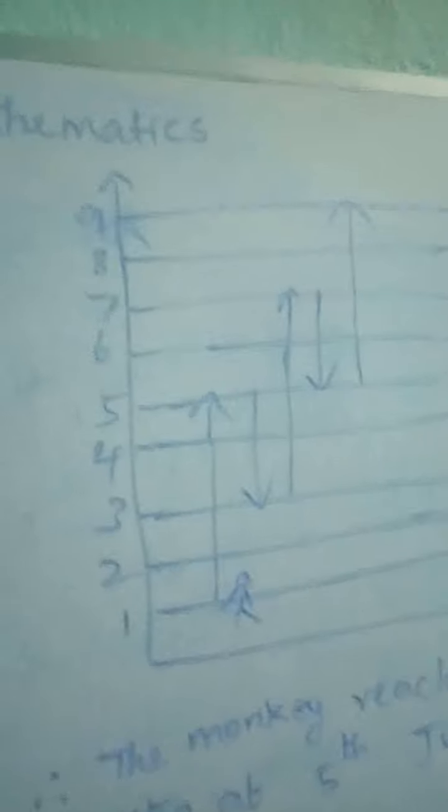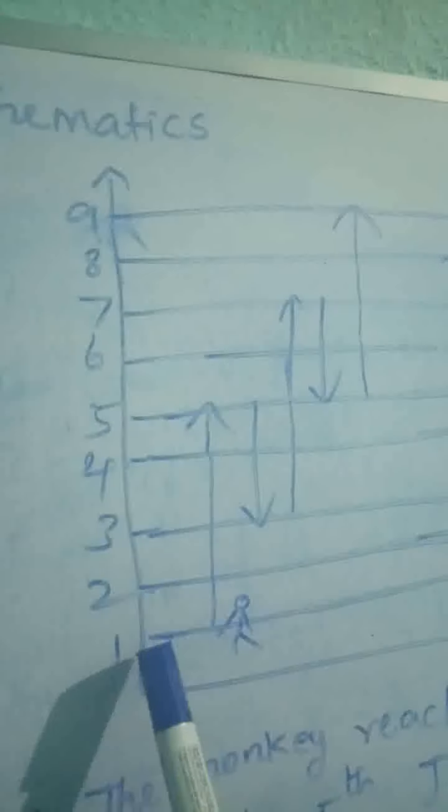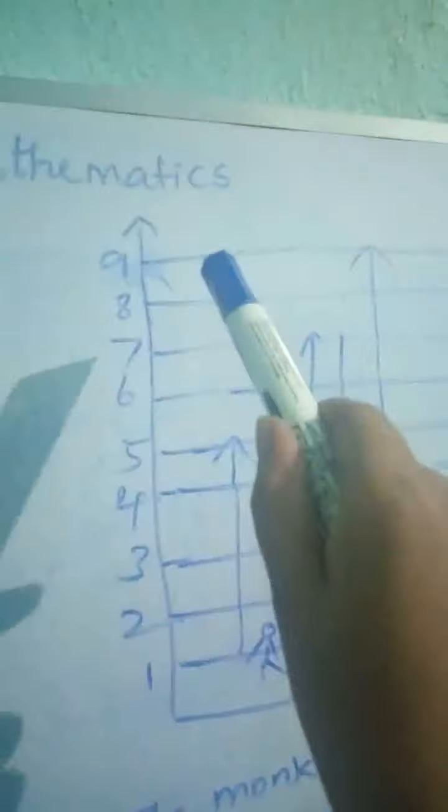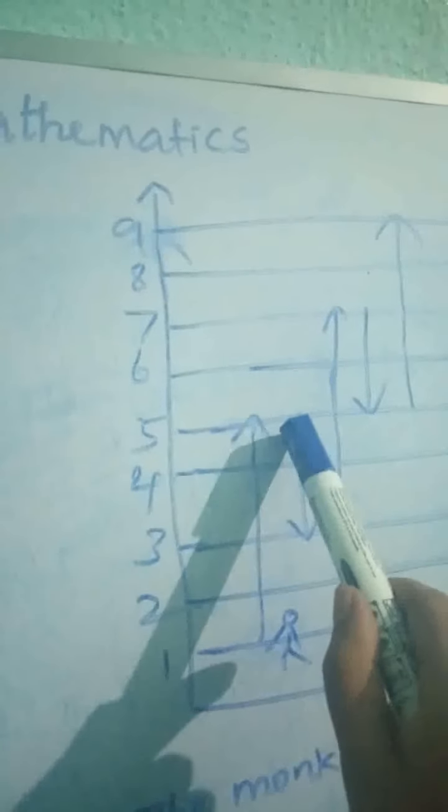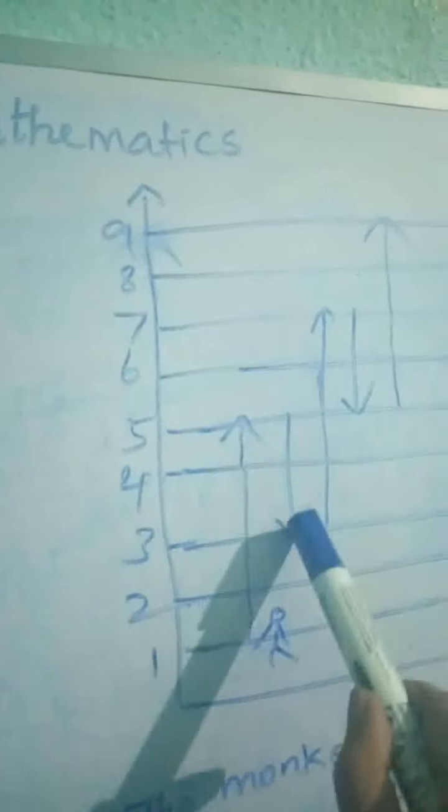Okay, so now it is in 9th step, isn't it? It drank water. Now he wants to go to the top step. So he jumps 4 steps up. So 1 2 3 4. So he is in 5th step. Again he wants to come down 2 steps, isn't it? So 2 steps. So he is in 3rd step.